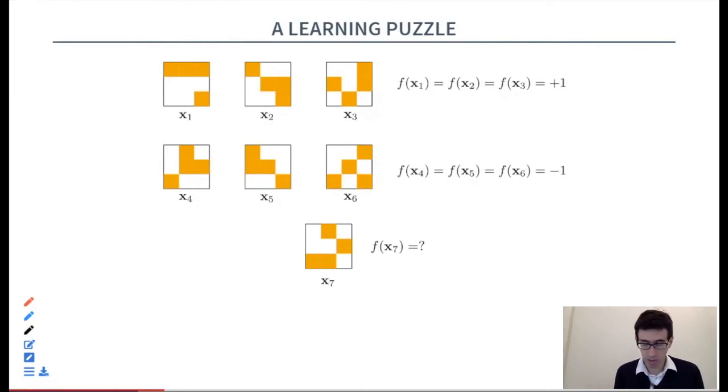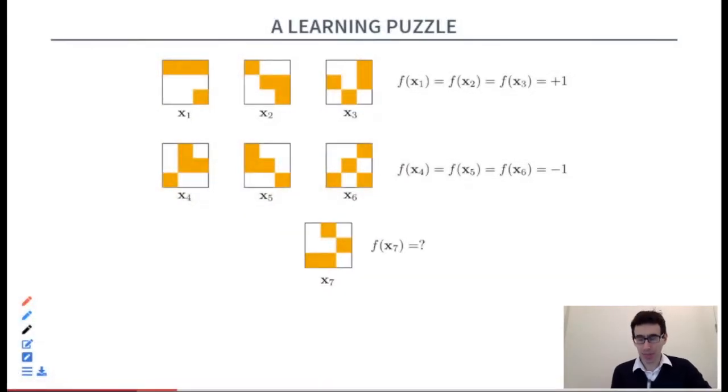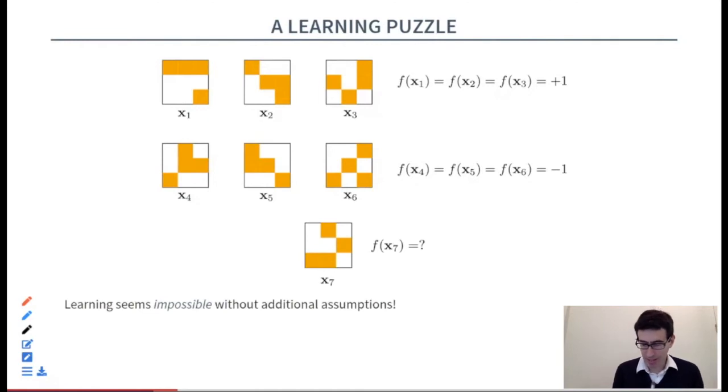It has a different coloring pattern. What is your guess as to what the label is? The answer is that there's no way you can find. The reason you cannot find is that, number one, I generated f completely randomly, so there's absolutely no structure there. As a result, learning seems quite impossible with that additional assumption, because depending on the seed I'm using in my random number generator, I'm going to get a different f every time.